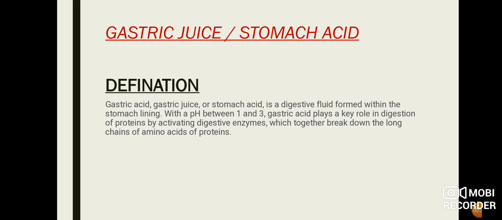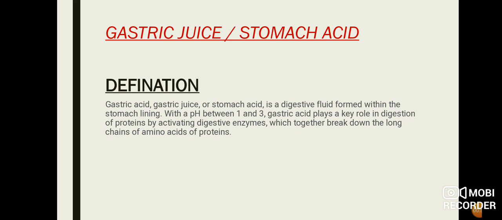Gastric juice, also known as stomach acid. The definition of it is gastric juice or stomach acid. It's a different name for gastric juice. It is a digestive fluid from within the stomach lining. So gastric juice is basically a digestive fluid which is formed within the lining of stomach, and it has the pH between 1 to 3.